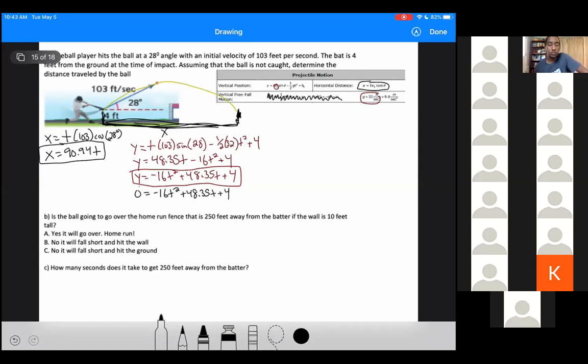Now, usually when we solve a quadratic for t, we would factor, right? However, this has a decimal in it, and it's going to be hard to factor this because then we'd be working with a lot of decimals there. So there's another way we have to solve this here. So what's another way we can solve the quadratic for t?